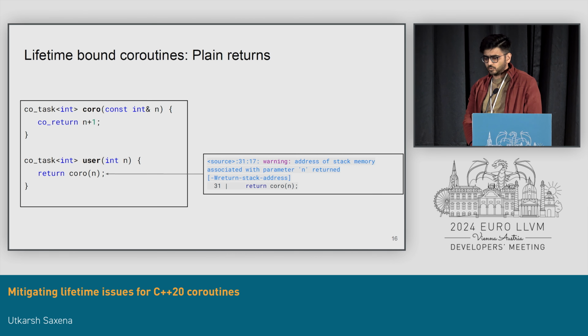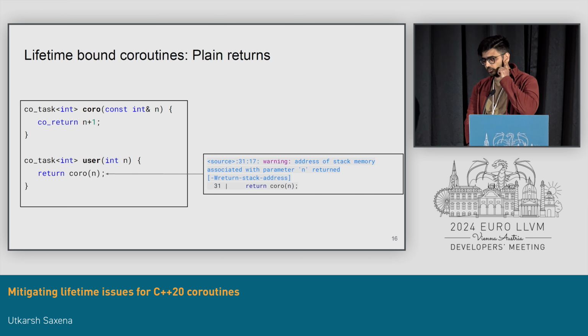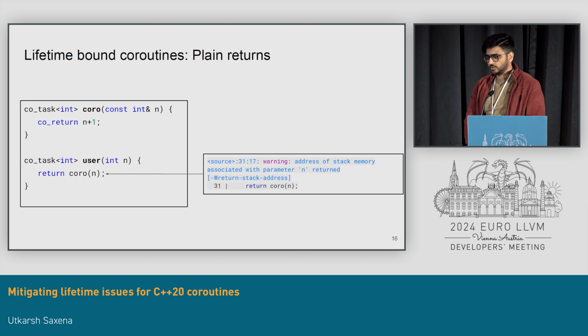In this way, you will be able to identify all the issues that we discussed in the beginning. For example, if you are using plain return, you are passing a reference to a local variable int n to this particular coroutine. And the n here, in the user, is a local variable which dies after the return statement, while the coroutine return object does not. And Clang would be able to identify that you are basically returning an address to a local stack variable.